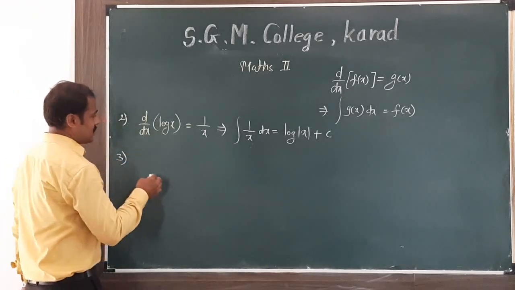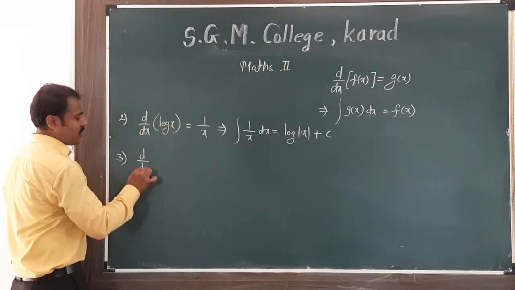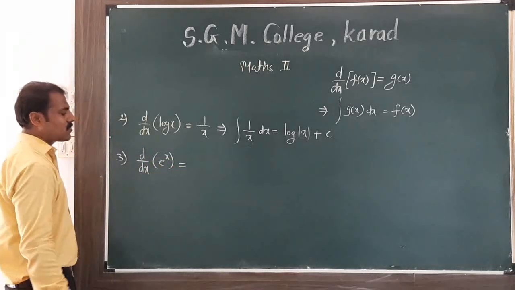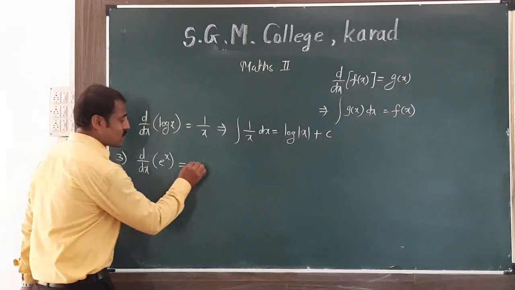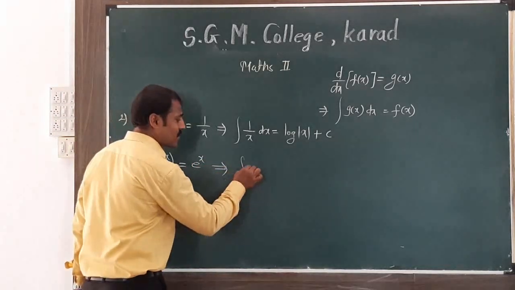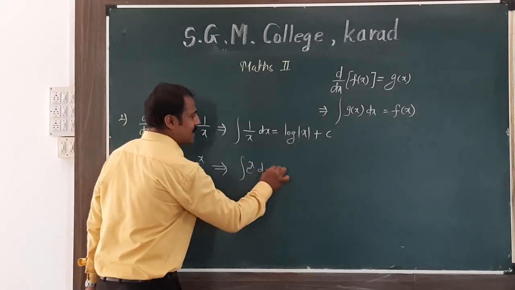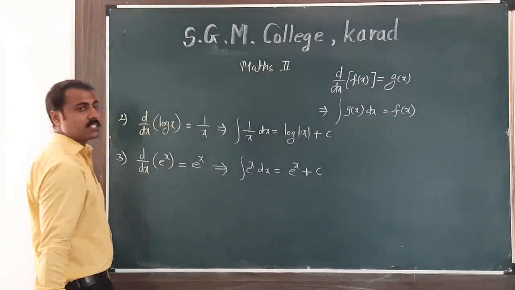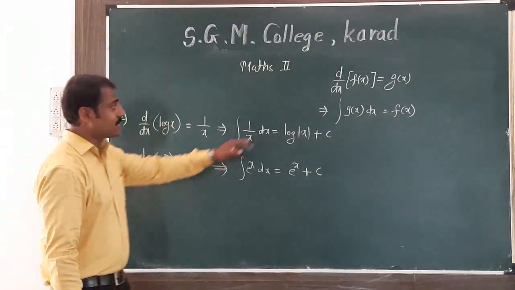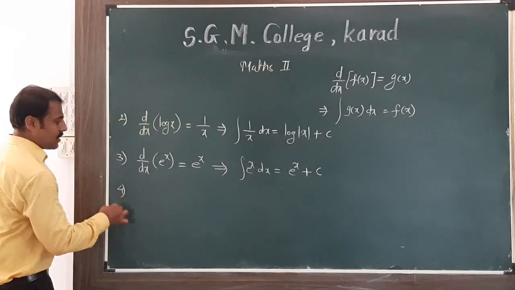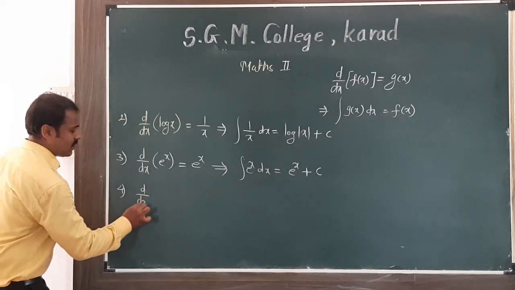the third formula is there. d dx of, we know that the derivative of e raised to x. What is the derivative of e raised to x? It is e raised to x. So simply integration of e raised to x dx is also e raised to x plus constant of integration c. Okay, by using the definition of integration.